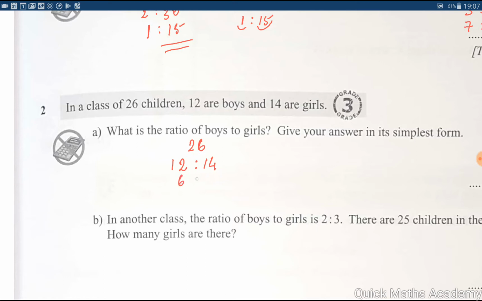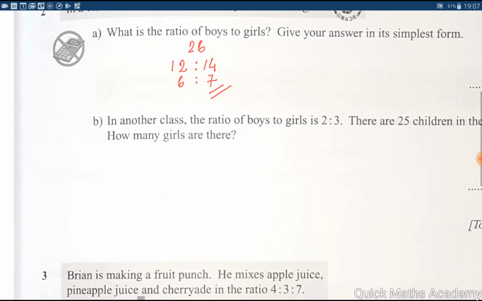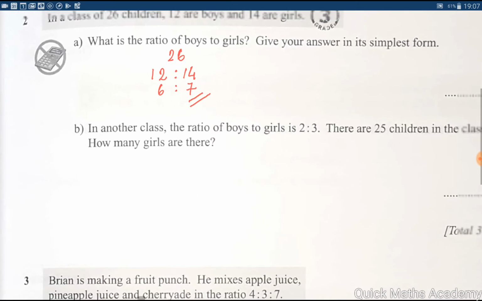If I divide the 12 by 2, I will have 6. If I divide the 14 by 2, I will have 7. And this is the simplest I can go because 7 is a prime number. I cannot divide further. So 6 to 7, there you have it.